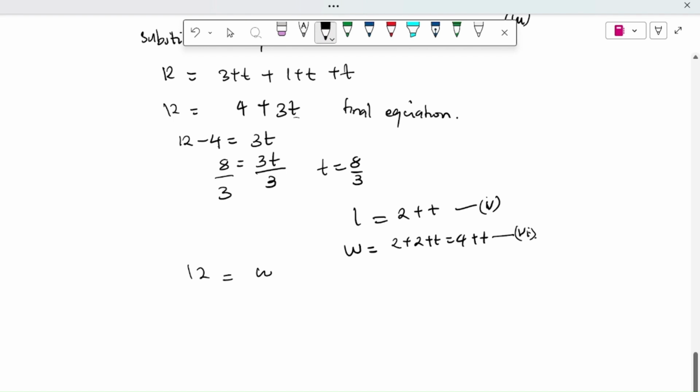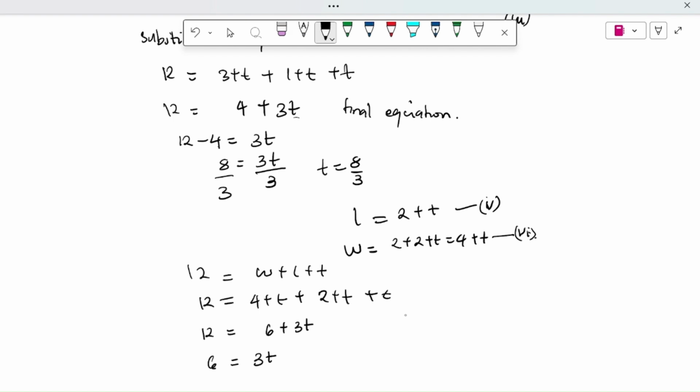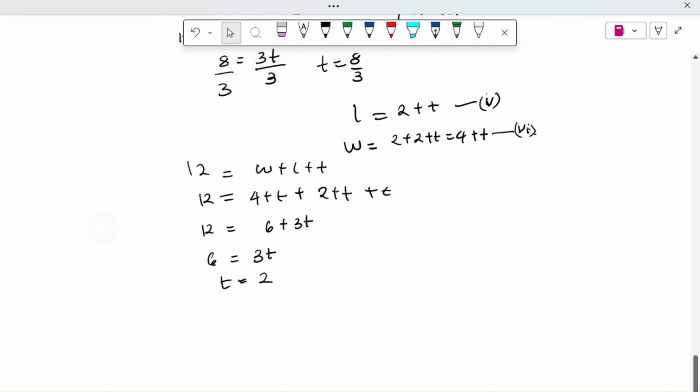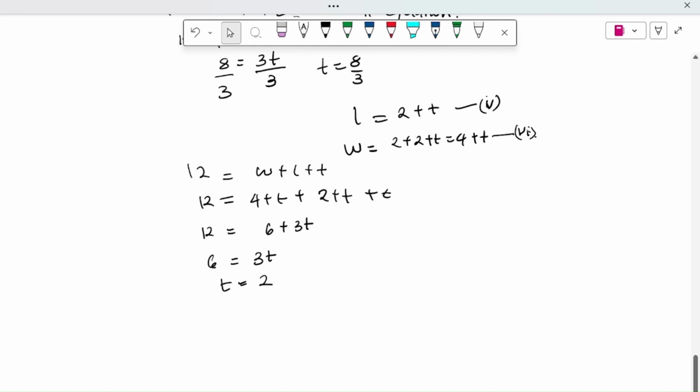12 is equal to this and this. So it will be 4 plus t plus 2 plus t plus t is equal to 12. So 12 is equal to 6 plus 3t. If I solve it, it will be 6 is equal to 3t. So t is equal to 2. That is a whole number. So there were two tied games.